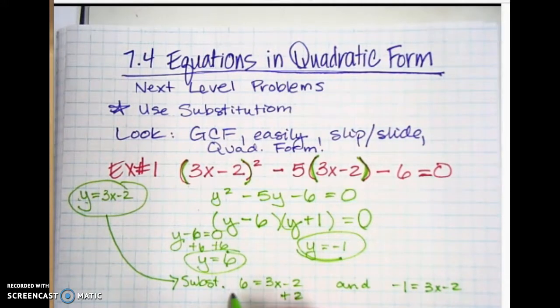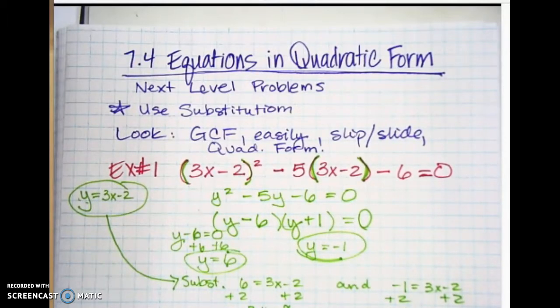On this one, add 2 to both sides, so 3x equals 8. Divide both sides by 3, and x equals 8/3. Over here, add 2 to both sides, so 3x equals 1. Divide both sides by 3. We get x equals 1/3. Whoa, ran out of room.